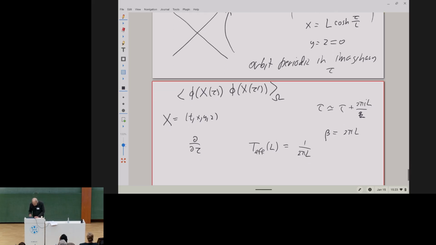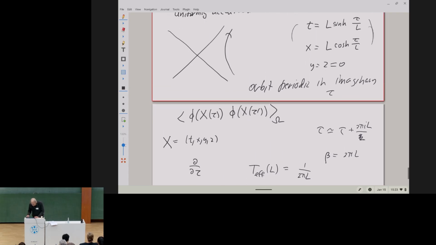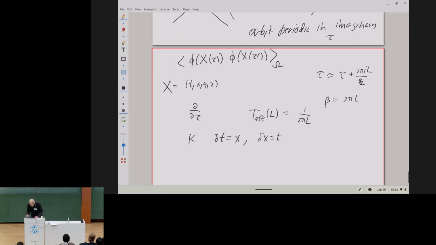So K acts by delta t equals x, delta x equals t. So I think there's an L between K and d by d tau. I'll make a mistake if I try to say which has an L relative to the other, but one of them does. So the temperature the observer measures is 1 over 2 pi L. That's what I said. Okay. If you take the Hamiltonian to be K, then you'd say the temperature is 1 over 2 pi, but the observer would more naturally take the Hamiltonian to be K over L, and then would say that the temperature has an L in it. I will keep making mistakes about whether L is in the numerator or denominator, so I want to finesse that. Any other questions?